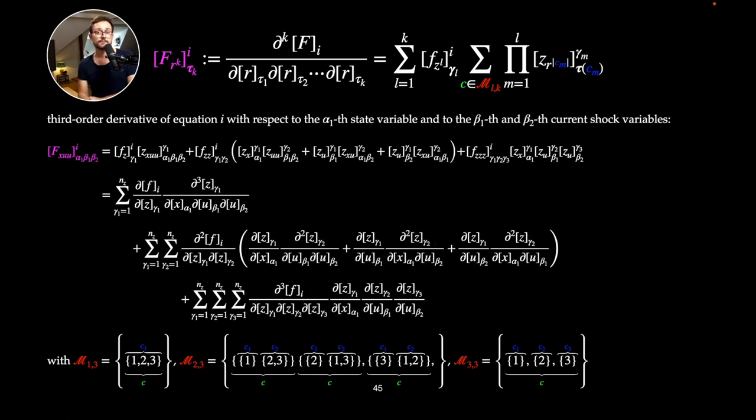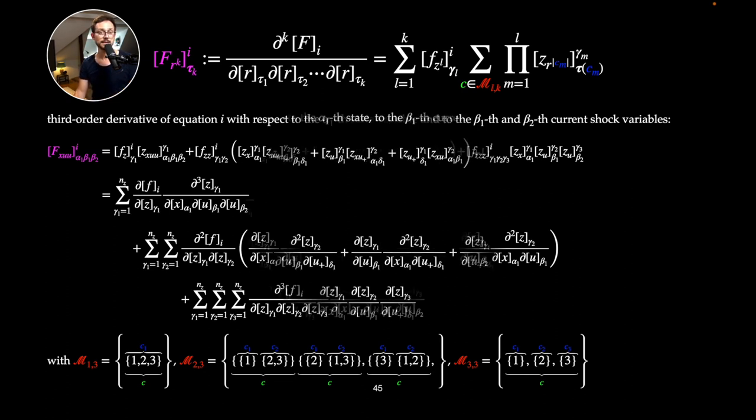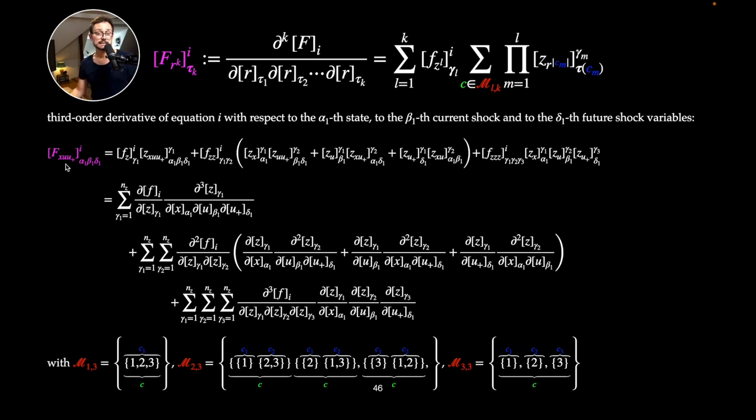Now, another example for a third order derivative of the equation with respect to the alpha 1 state variable and to beta 1 and beta 2 current shocks works more or less the same. So this is another example of this notation for you maybe to practice. The equivalent sets are exactly the same. As I was saying on the previous slide, whenever I'm using indices, I'm using alpha to index state variables, beta to index current shocks, and delta to index future shocks. Here you have an example where I'm also interested in the third order partial derivative with respect to a future shock variable. This can also be re-expressed with the same notation at hand.